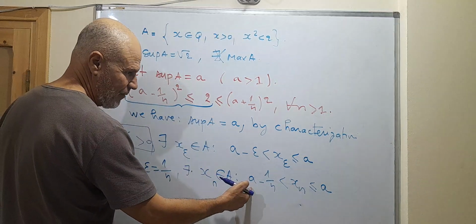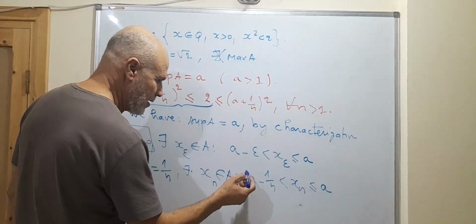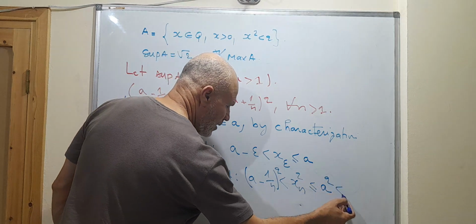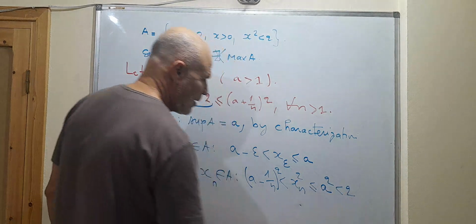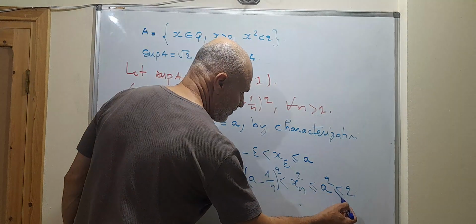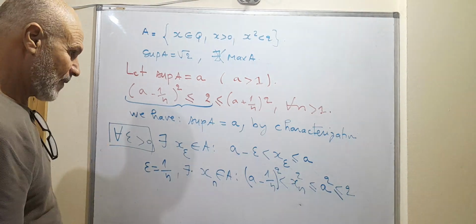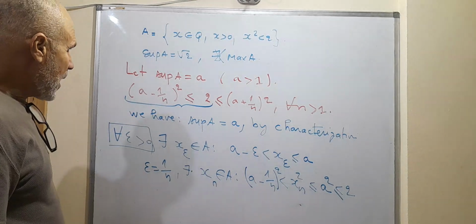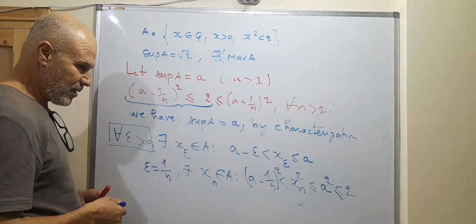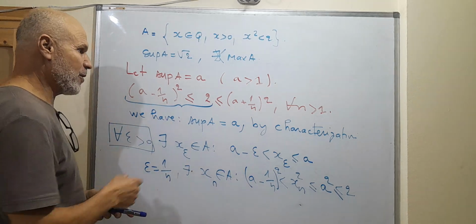This is positive because we said that a is greater than 1, and this is less than or equal to 2. So this inequality is true, and it is verified by using the characterization of the supremum.